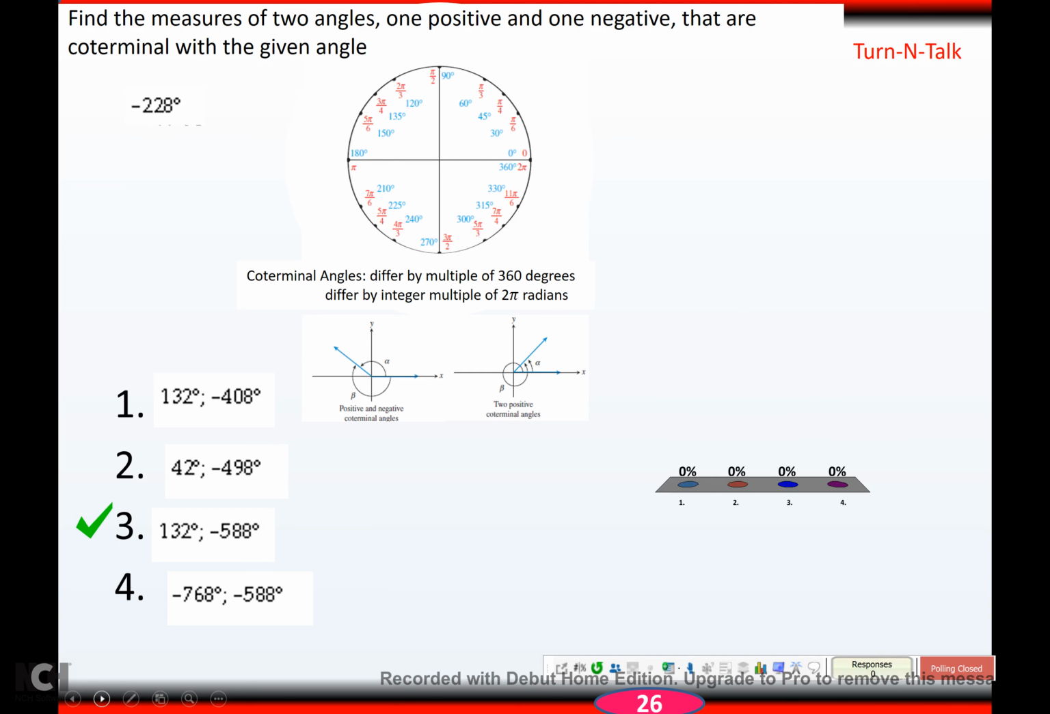And all you do is, to get a positive one, you add 360. To get a negative one, you subtract 360. So this would be positive 132, and this would be negative 588.